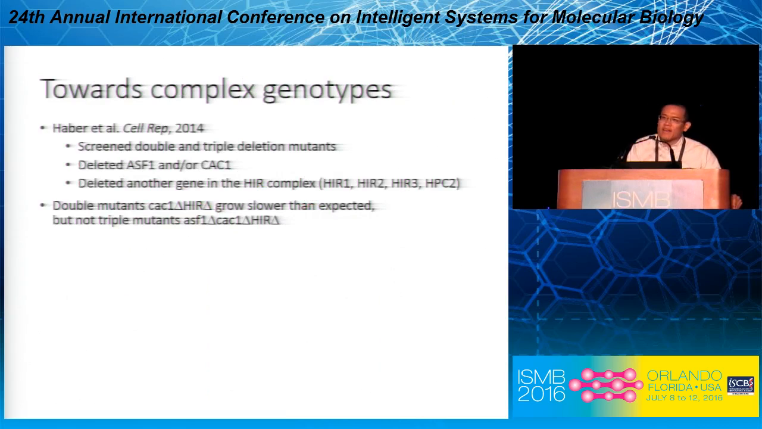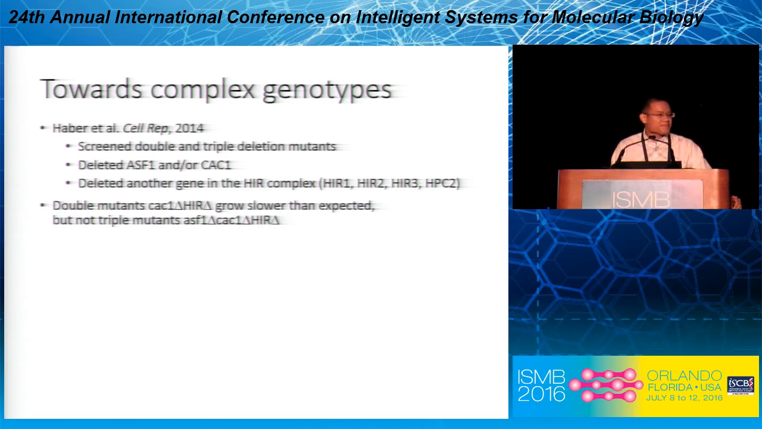Now, lastly, we looked at whether this model can work on more complex genotypes. Note that our model was only trained on double gene deletions. And so we wondered whether it could predict the phenotypes of genotypes where more than 2 genes were deleted. To investigate this property, we looked at a study in 2014 where they screened double and triple deletion mutants. In the study, they deleted the ASF1 or CAC1 gene in yeast, and they also deleted another gene, which may have included a gene in the HIR complex. So there's HIR1, 2, 3, and HPC2.